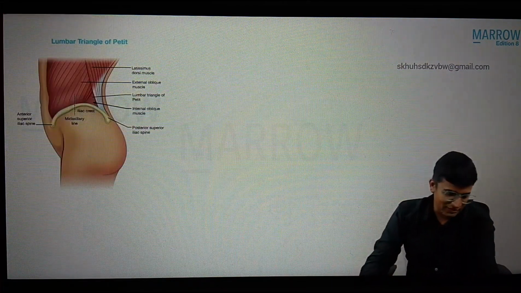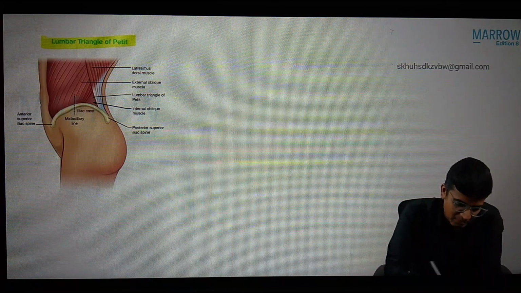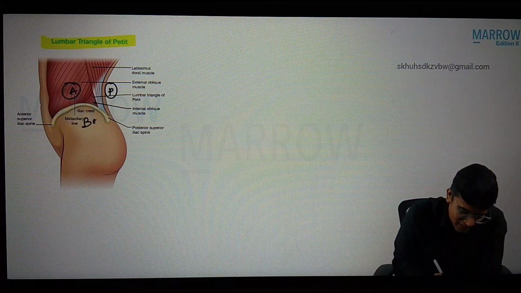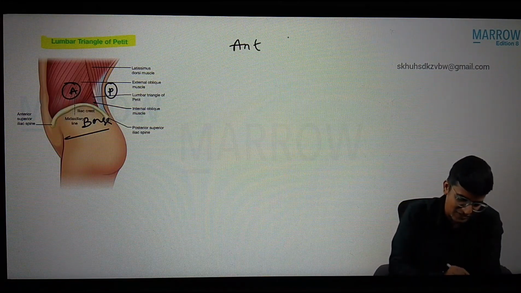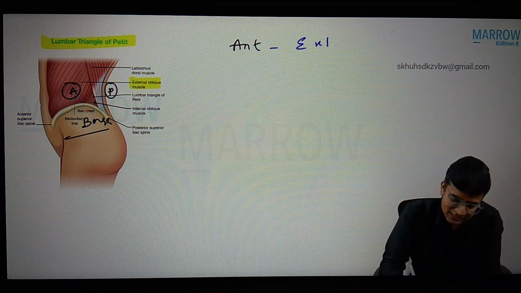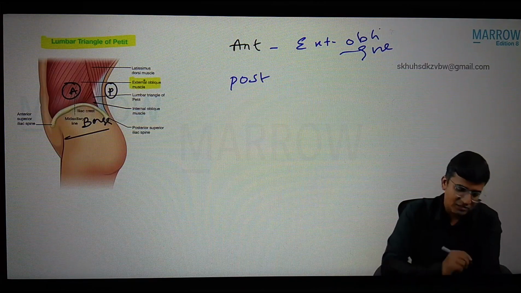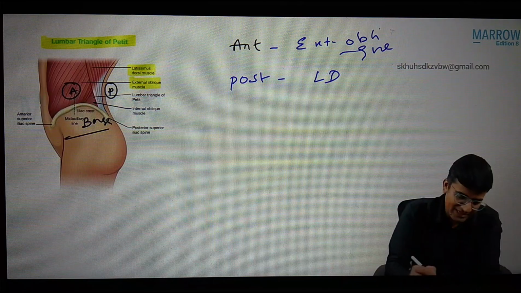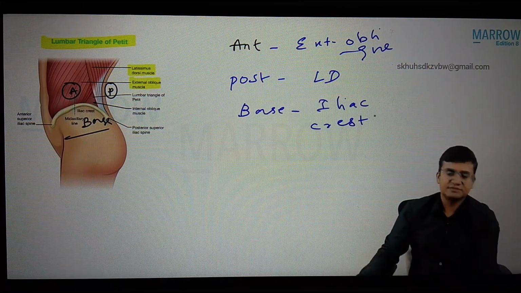Now we have one more triangle called the lumbar triangle of Petit. Lumbar triangle of Petit boundaries: this is the front side, anterior, this is the back side, posterior, and this is the base. Anteriorly we have one muscle. Which muscle? External oblique muscle. Posteriorly, again a muscle. Which muscle? Latissimus dorsi muscle. And the base is formed by the iliac crest.